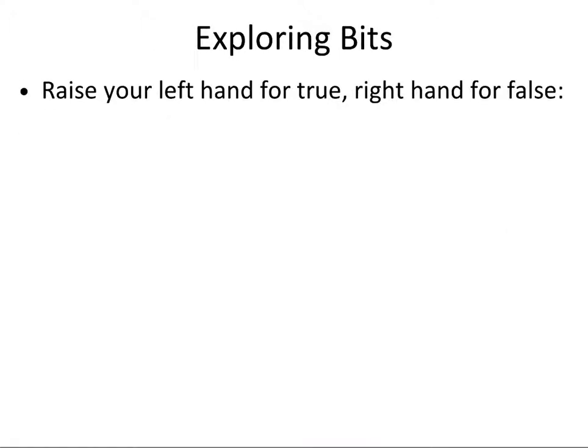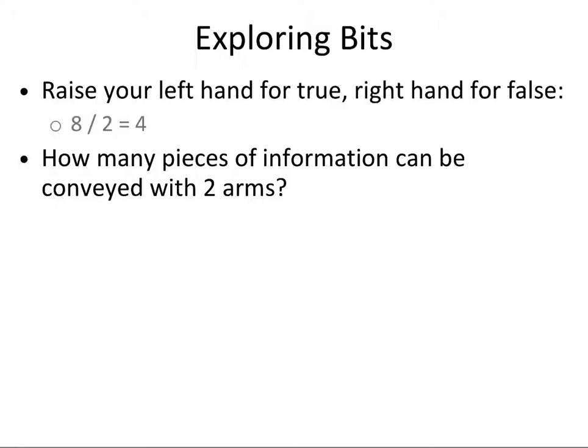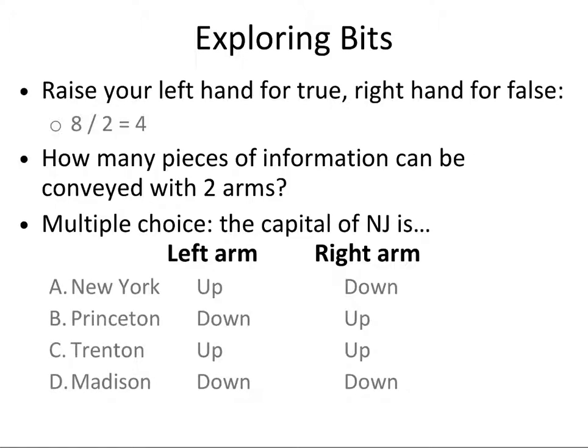So let's try an exercise here. Raise your left hand for true and right hand for false. 8 divided by 2 equals 4. That left hand should be up. So how many pieces of information can be conveyed with 2 arms? Let's try an example. Multiple choice. The capital of New Jersey is New York, Princeton, Trenton, or Madison. If you've got both your arms up, you are correct.